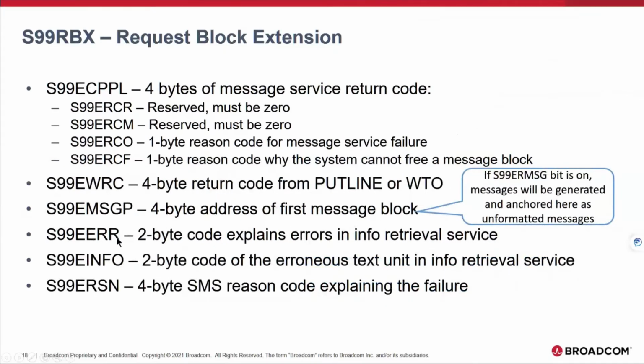And there is a general error code, an E error. It's a 2-byte code that is the return code for the information retrieval service, and a 2-byte code of the erroneous text unit. So those text units all have equates. If there's a particular text unit that was a problem, it will have the text unit ID here. So if it was the DD name, it would be a 1. If it's the DataSet name, it would be a 2. And it tells you which text unit had the problem. And then we also have this 4-byte SMS reason code. This gives a detailed reason why it failed. And the messaging routines will use that to create messages for us.